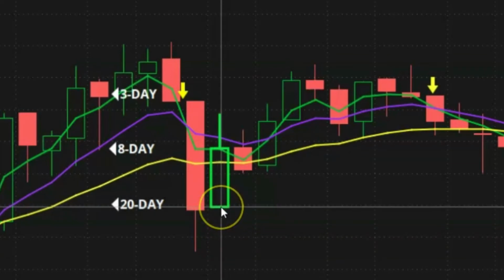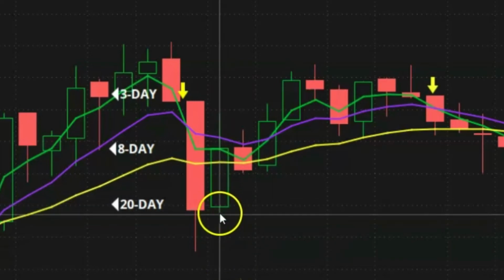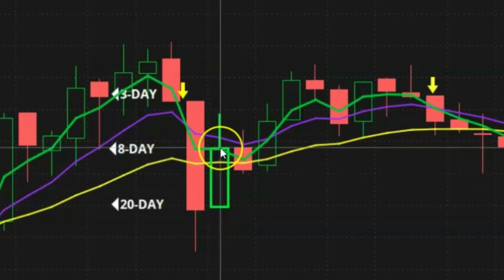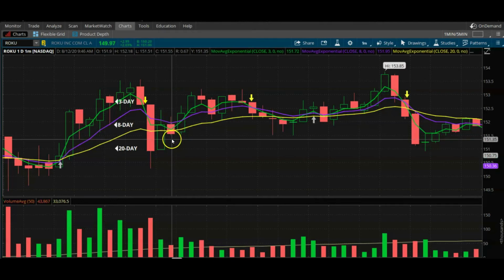Now, if the second candle had also closed below the 20-day moving average, then I would have been out of that trade. But look what happened. It closed above it. So that tells me that I still have a fighting chance to make this trade even more profitable. And as you can see, it keeps heading up.